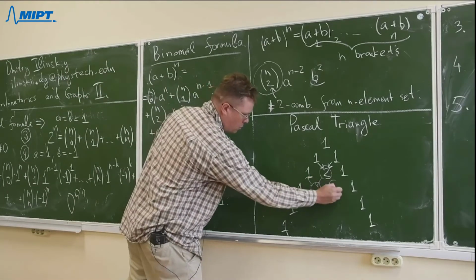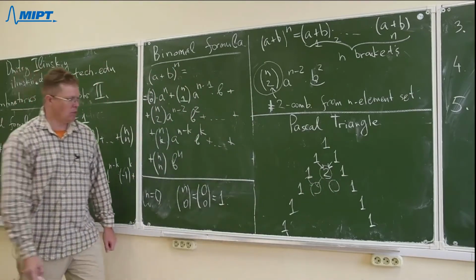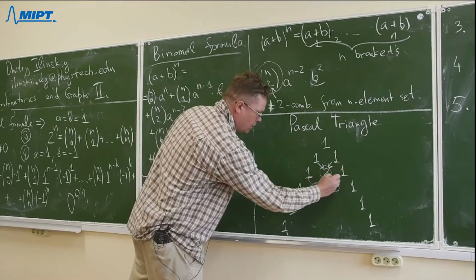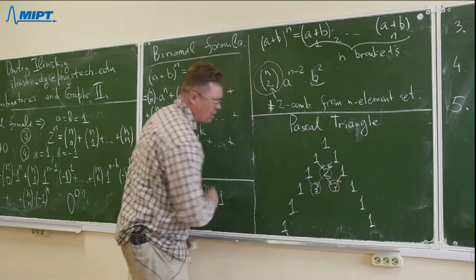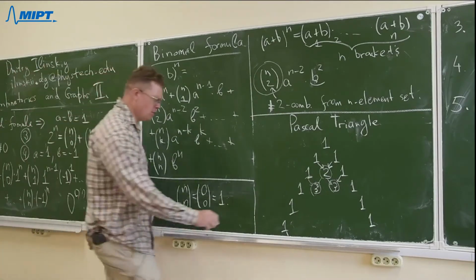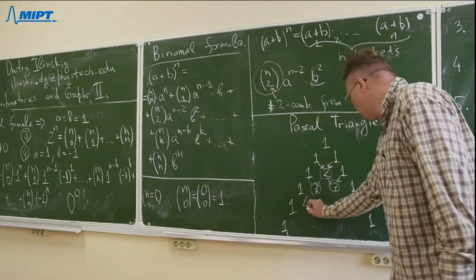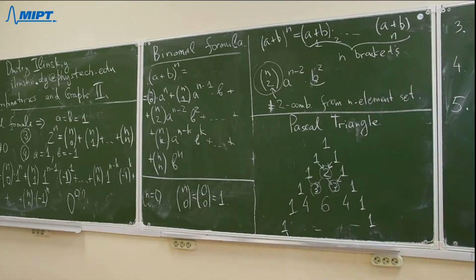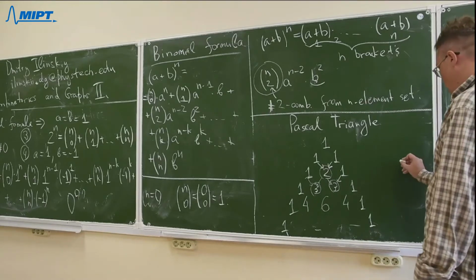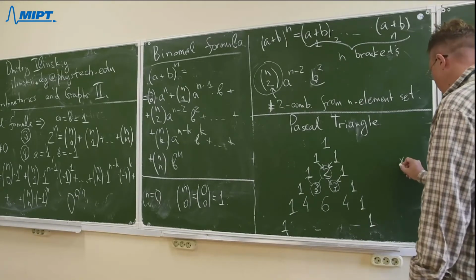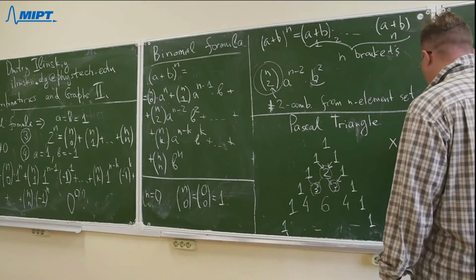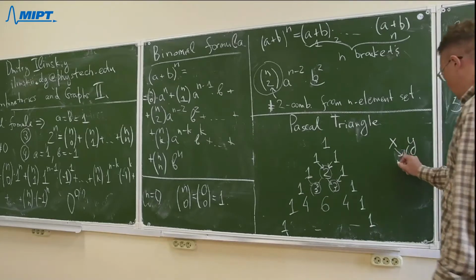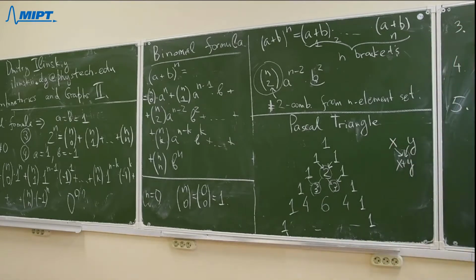Here we have two new numbers. And those three will be 3 as the sum of 1 and 2, and also 3 as the sum of 1 and 2, and so on. So here we can write 4, 6, 4, and so on. So for each number in this triangle, if you have x and y, then the number in the next row will be x plus y.